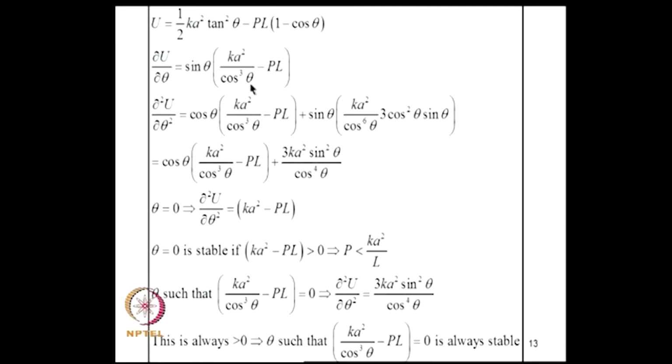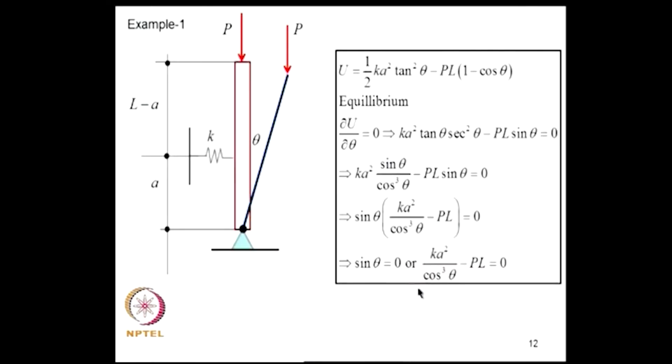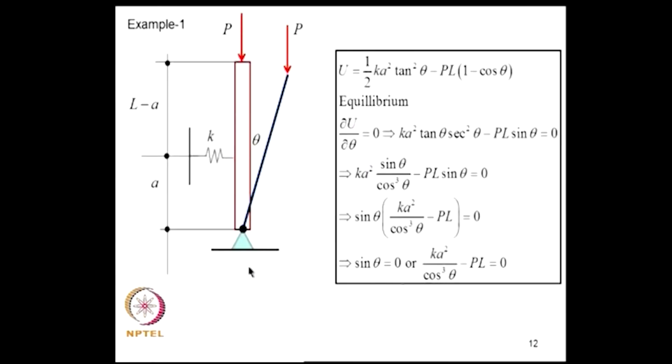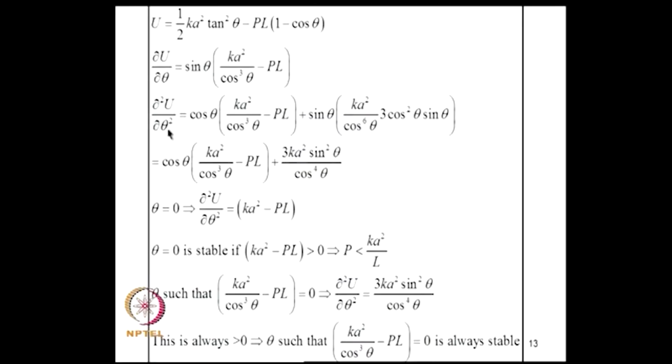Now, we want to examine the stability. So, we have to find the second derivative, dou square u by dou theta square. We have obtained dou u by dou theta, which is given by this expression, and upon differentiating this with respect to theta we get these terms, and by reorganizing them we get the equation in this form. Now, we will consider the equilibrium position theta equal to 0 and see what happens to the sign of dou square u by dou theta square.